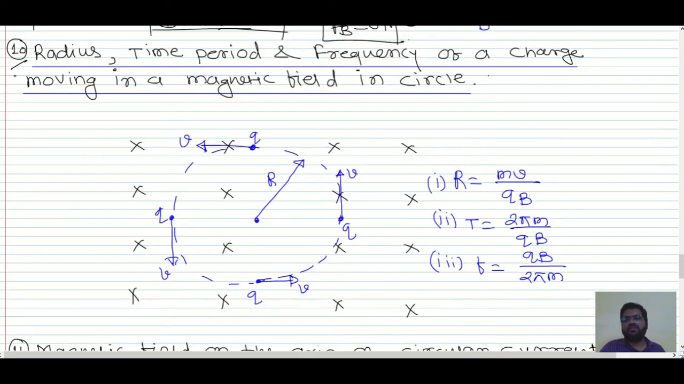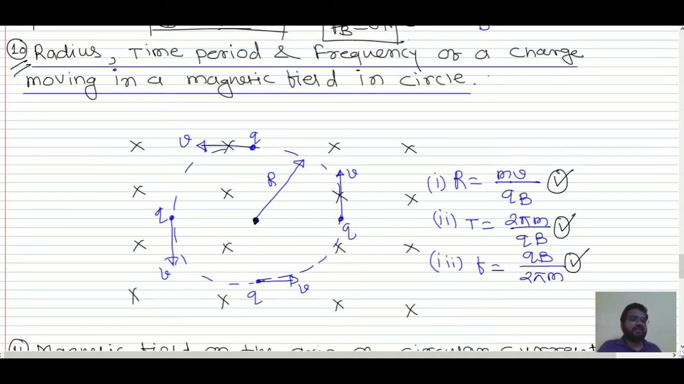So this is the 10th formula: radius, time period and frequency of a charge moving in a magnetic field in a circle. So if you wanted to find the radius of a charge which is moving in the magnetic field, and this charge is perpendicular to the magnetic field, so always remember this radius as mv divided by qb, time period as 2 pi m divided by qb, and the frequency as qb divided by 2 pi m.